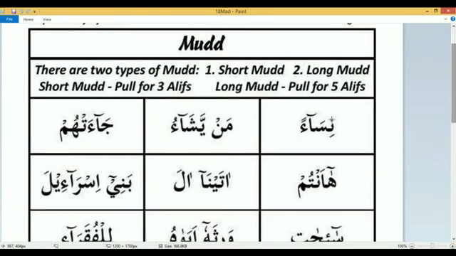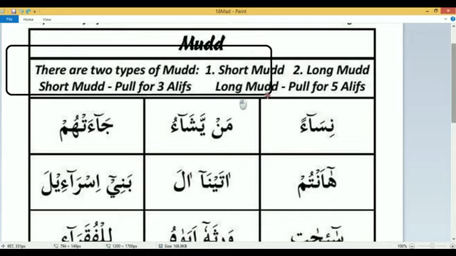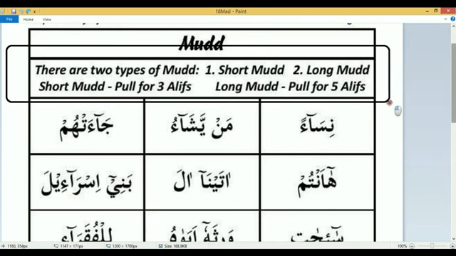In this lesson, we will be studying the rules of mad. Mad is the sign we have here, and this is the sign that means you have to stretch the haraka. Now there are two types of mad: short mad and long mad.